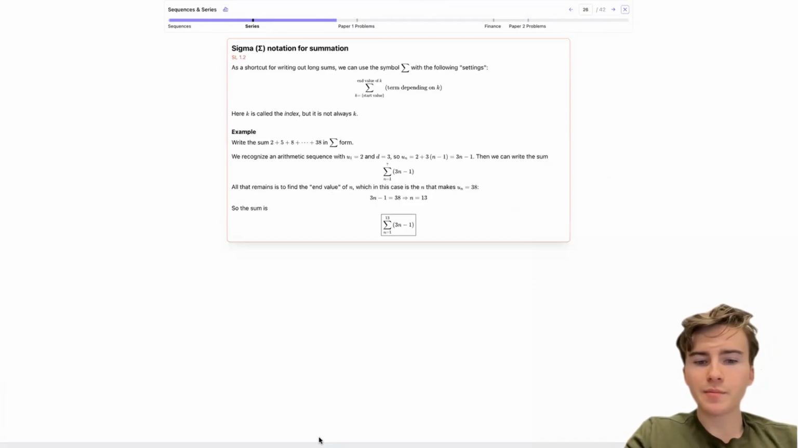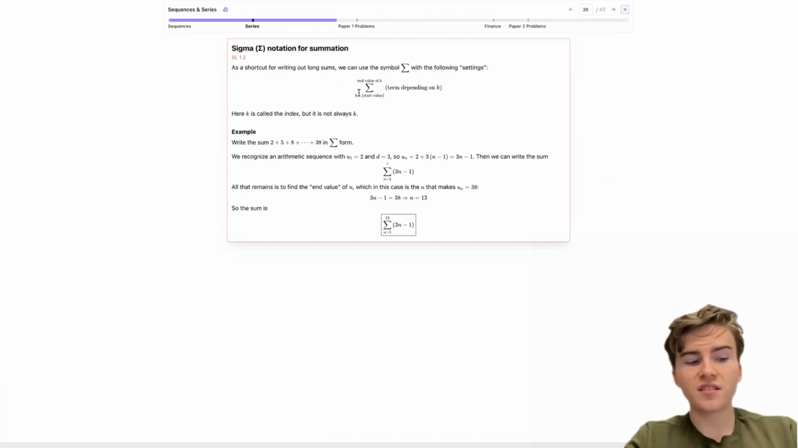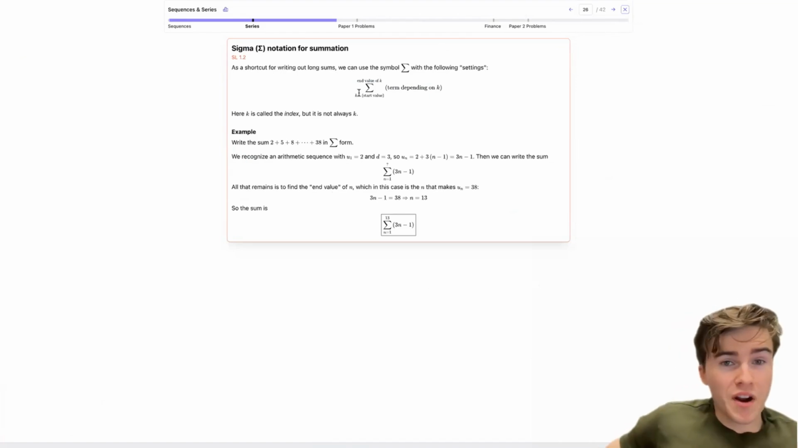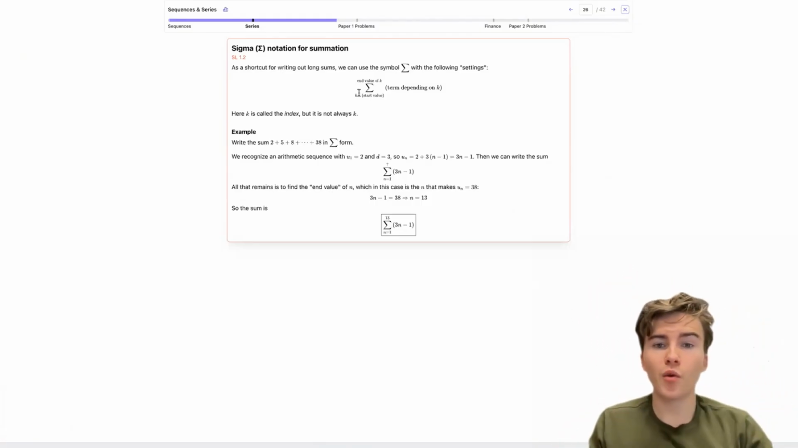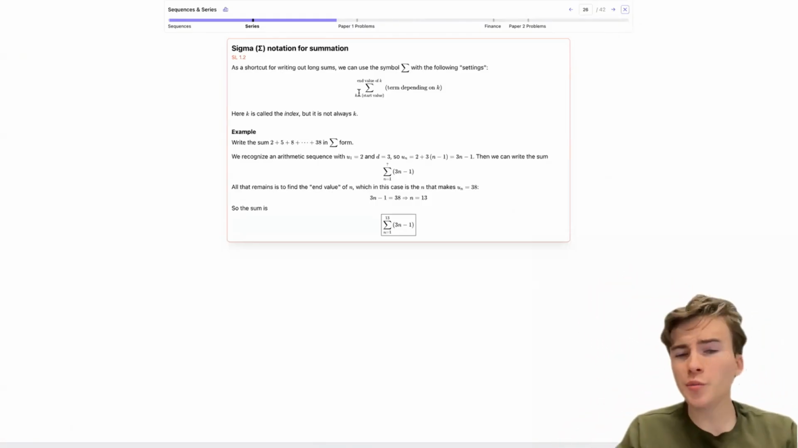You are technically supposed to know this for SL as well, but it doesn't really show up on your exam as much. For the HL students, this is important both for questions on sequences and series, but also for questions in proof by induction, right? Because there are going to be a lot of induction questions where you have to prove something about a sum, and it's very, very important that you be good at working with sums.